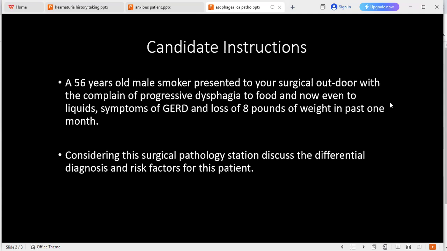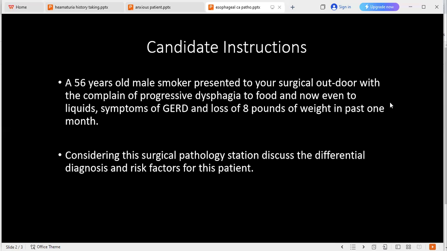Right. So if you've read and understood this surgical pathology station, please tell me what differential diagnosis you would consider after reading the stem? Yes, this may be esophageal cancer, either adenocarcinoma or squamous cell carcinoma, and maybe achalasia, and also neurological disease like myasthenia gravis, Guillain-Barré syndrome.